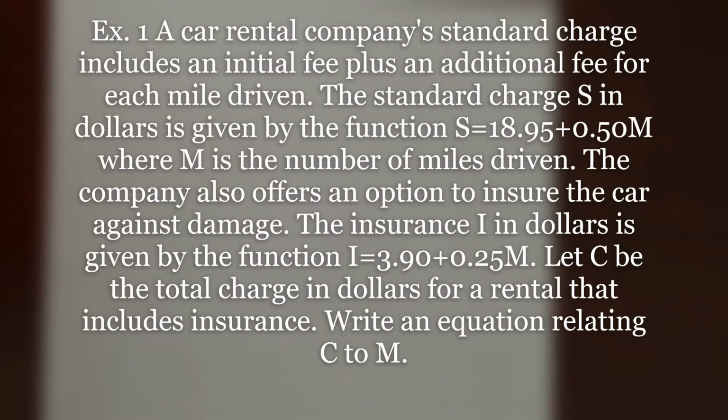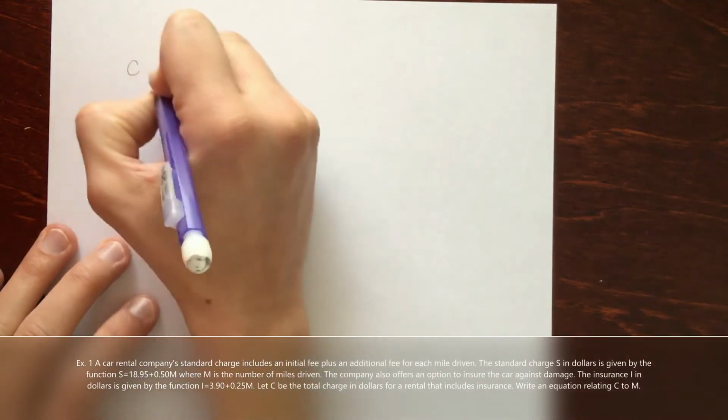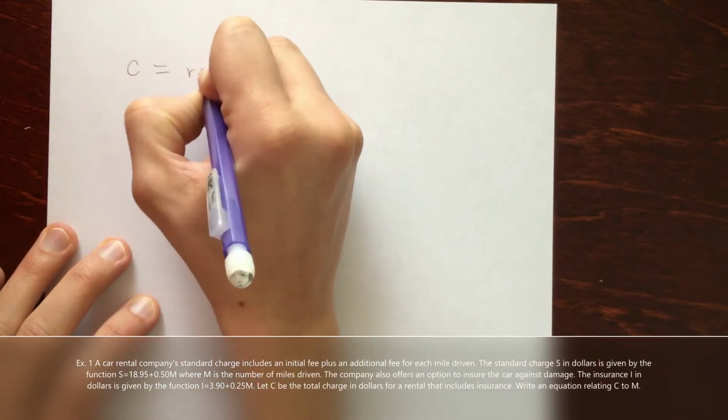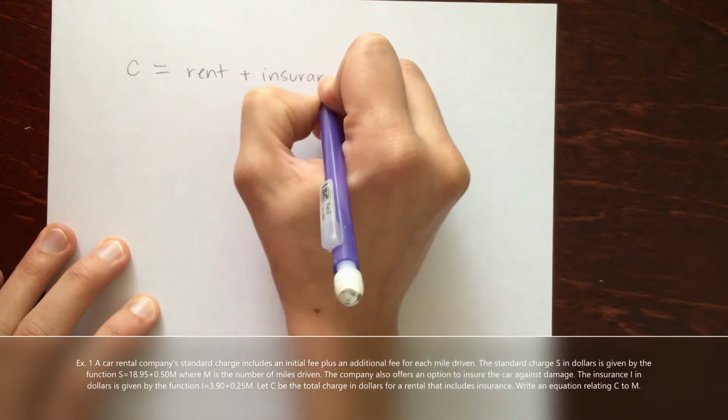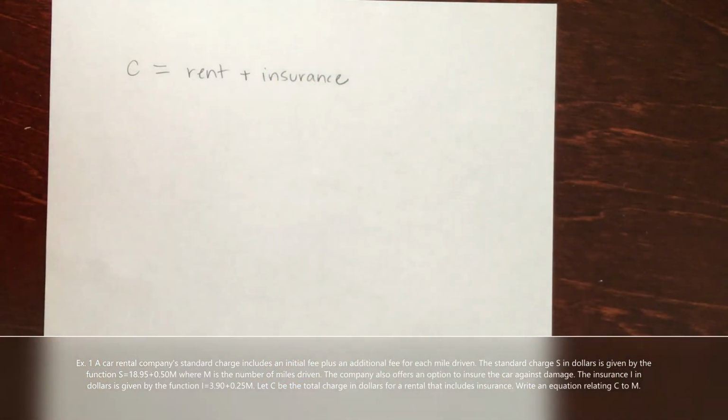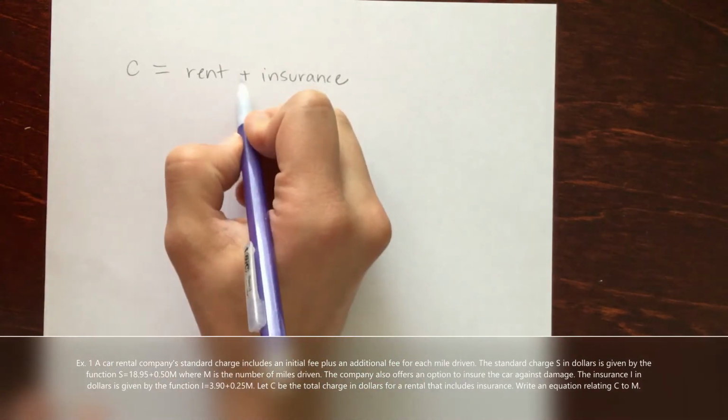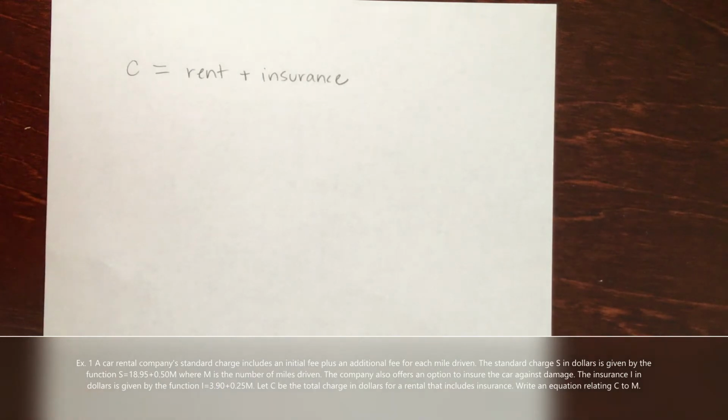But how are we going to combine them? Do we add, subtract, multiply, divide? Well, let's just think through what it's asking. C is the total charge for a rental that includes insurance. So if I'm going to rent a car and I want to include insurance, my charge is going to be how much I pay to rent the car, plus I'm going to have to add insurance along with it. So it's your base rental charge, and if I add insurance onto it, I need to add them together.